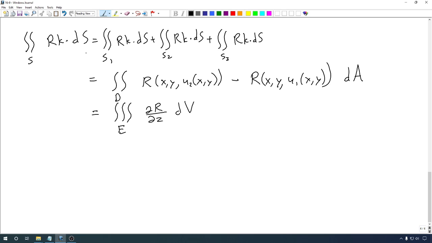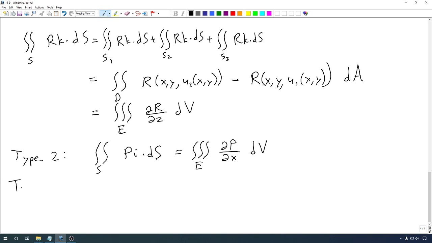So as long as we're treating this as a type 1 integral, this surface integral turns fairly easily into this triple integral. If we instead do this as a type 2, then we can easily get, by the exact same process, the surface integral of P i dot dS is equal to the triple integral over E of the derivative of P with respect to x. And for type 3, that one works very nicely for Q.